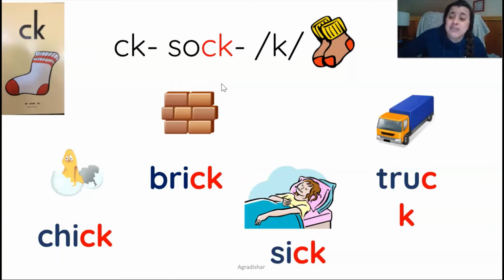Your teacher's going to pause the video and you guys are going to think of some more words that have the K at the end. We've learned all of our digraphs, so tomorrow we are going to be digraph detectives and we are going to be matching the digraph to the picture. So be ready.